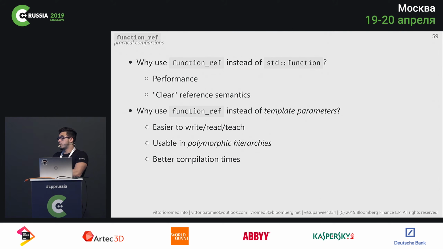And then better compilation times and physical independence of files. So that's another major advantage, especially for big companies like Bloomberg. We want to make sure that we have as little coupling at compile time as possible, because we have code bases that are too big.